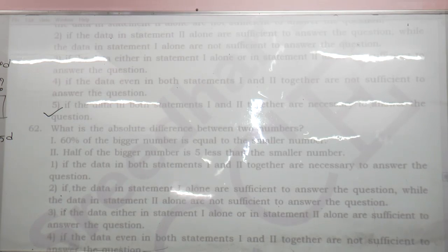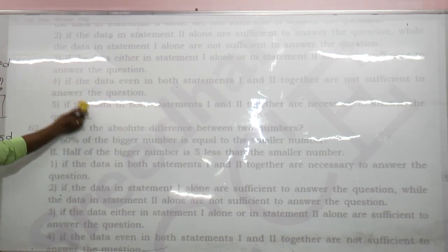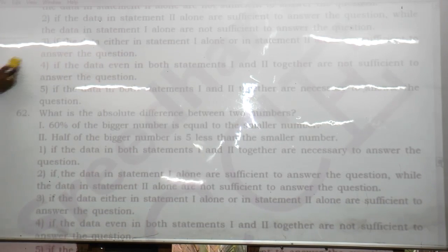Next. 62. What is the absolute difference between two numbers? You are asked about the difference between two numbers in terms of number. Now, 60% of the bigger number is equal to the smaller number.